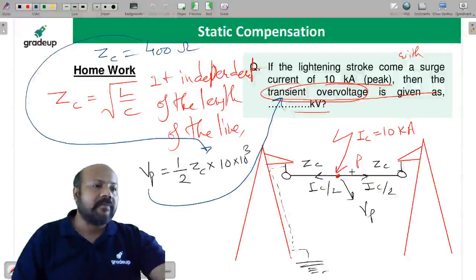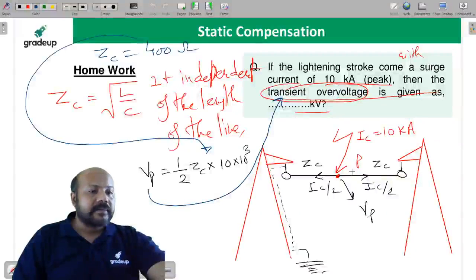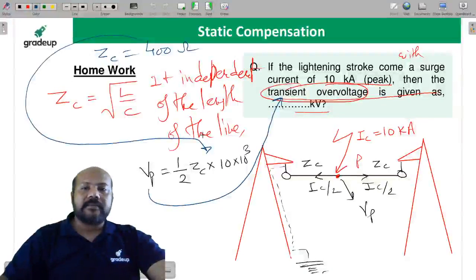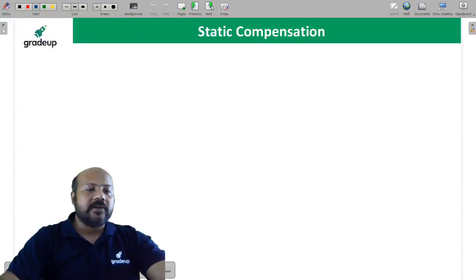Are you getting this idea? Is it clear? Brahma Teja is giving 296 kilometers. Let us see whether his answer is correct or not.